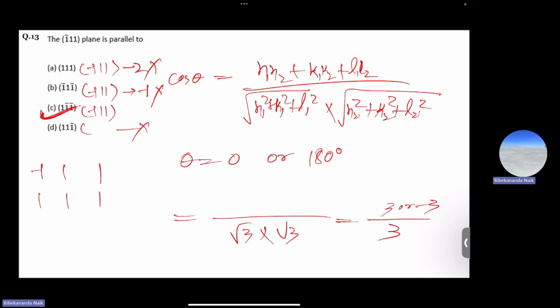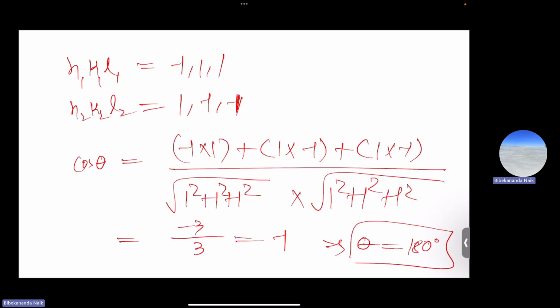So the -1, 1, 1 plane is parallel to 1, -1, -1. So simply you just need to reverse the sign. So this is -1, you multiply by minus here, it will be 1, -1, -1. So the option will be option C. I hope this is clear to everyone.